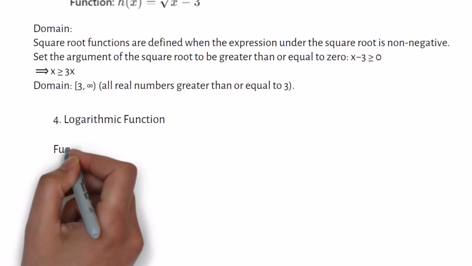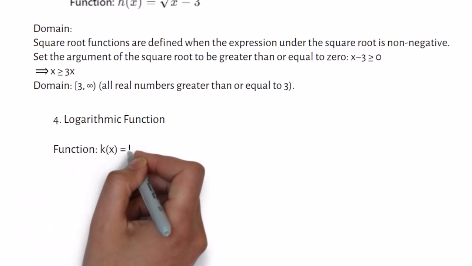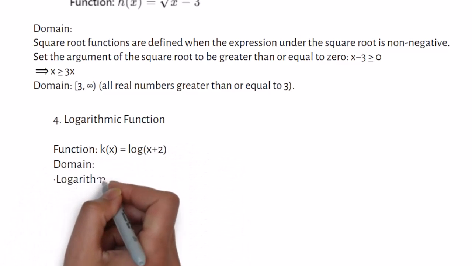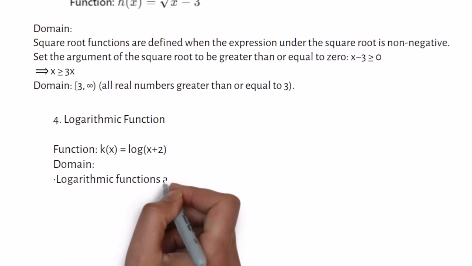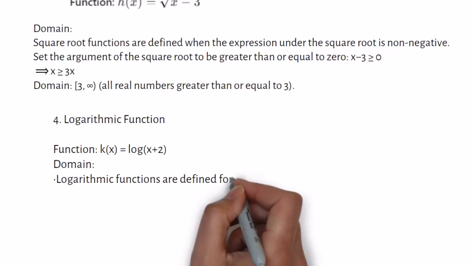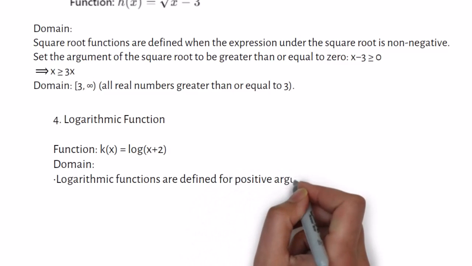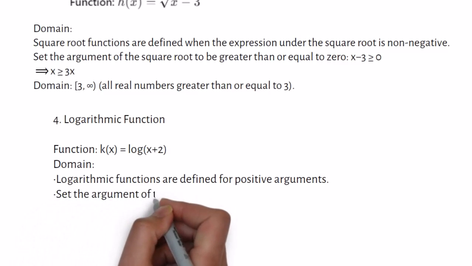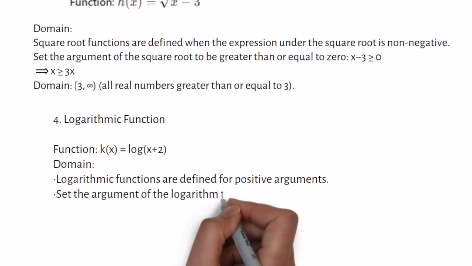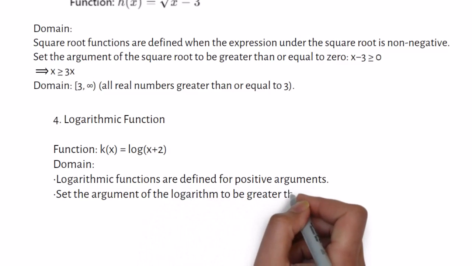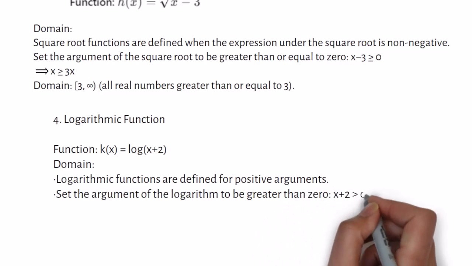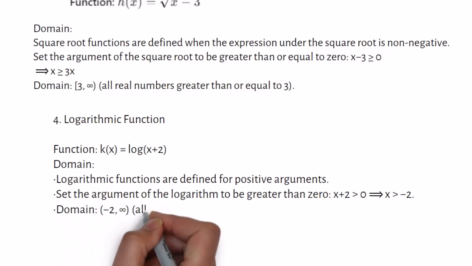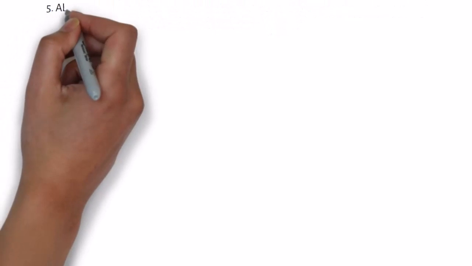Fourth example is the logarithm function. Let me take the example first. K of x is equal to log of x plus 2. Logarithmic functions are defined for positive arguments. So set the argument of the logarithm to be greater than 0. So x plus 2 is greater than 0. Solving this inequality gives x is greater than minus 2. All the real numbers greater than minus 2.